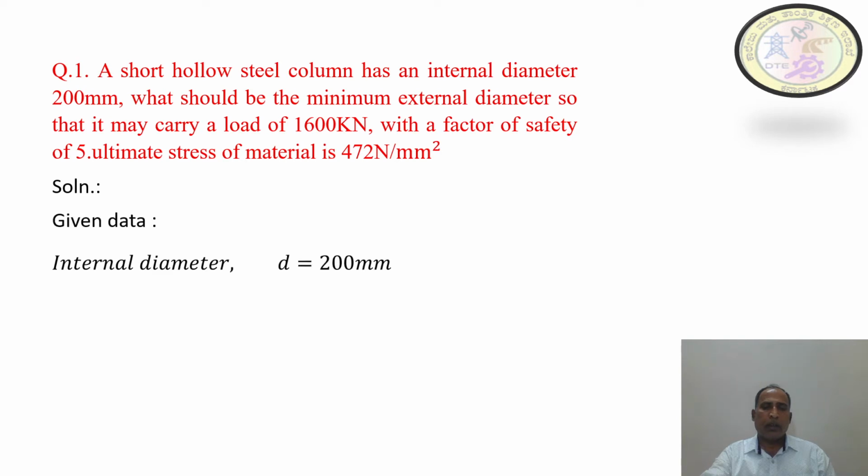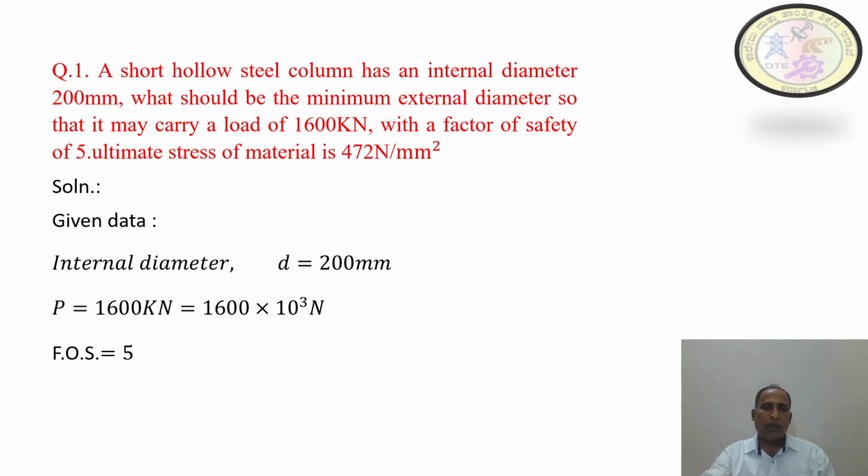We have solved one or two problems of this type in the previous sessions. So internal diameter d is equal to 200 mm and the load P is 1600 kilonewton, that is 1600 into 10 raised to 3 Newton, because 1 kilonewton is equal to 1000 Newton or 1 into 10 raised to 3 Newton. Here the factor of safety is given as 5.